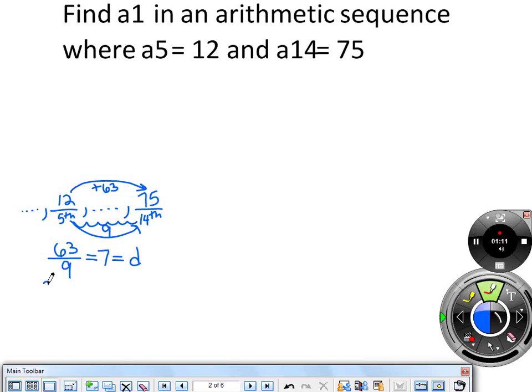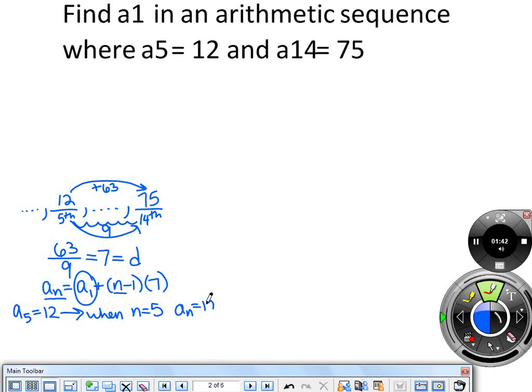Now that I know that's my common difference, I can look to write my rule. The bummer here is that to determine A1, I basically need a pair of n and a sub n that I know can be plugged in simultaneously. We actually have two options. We know that A5 is equal to 12, which means when n is 5, a sub n is 12. We also know that A14 is equal to 75, which means when n is 14, a sub n is 75.